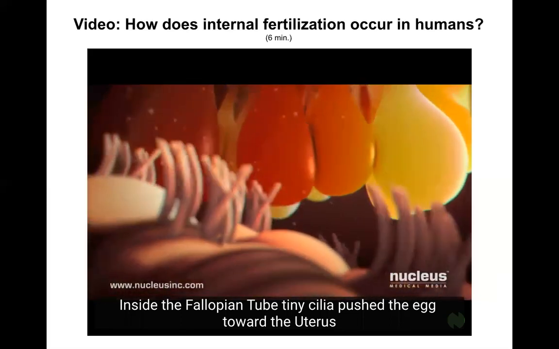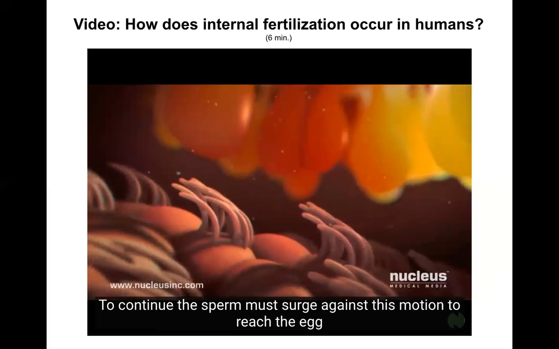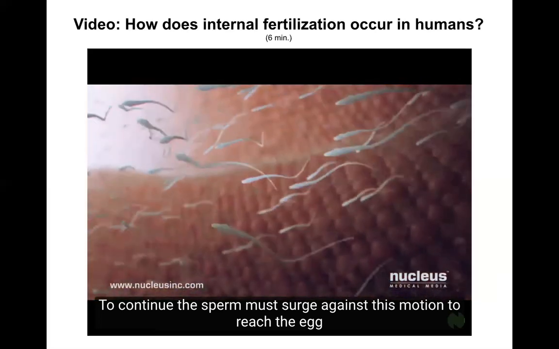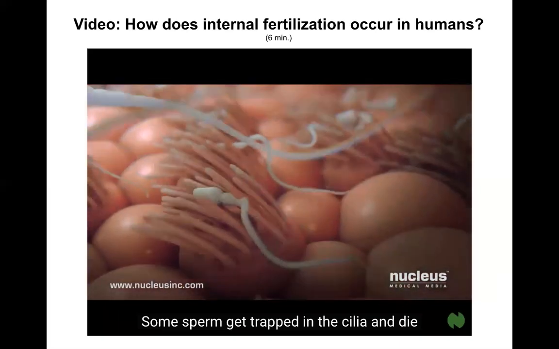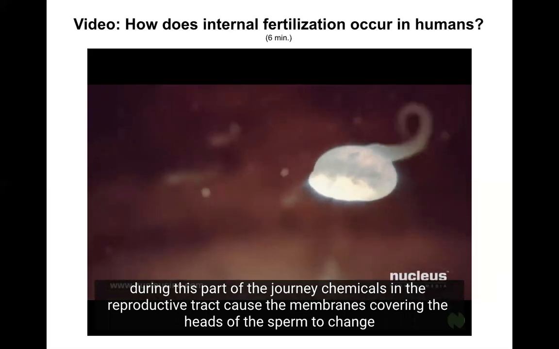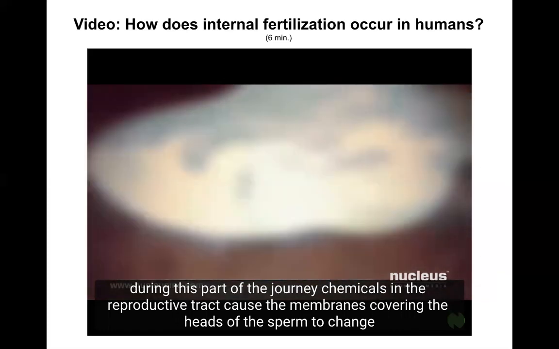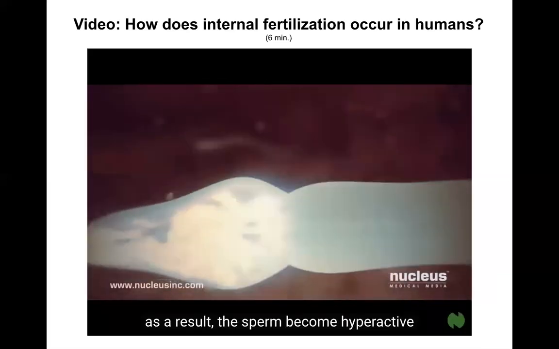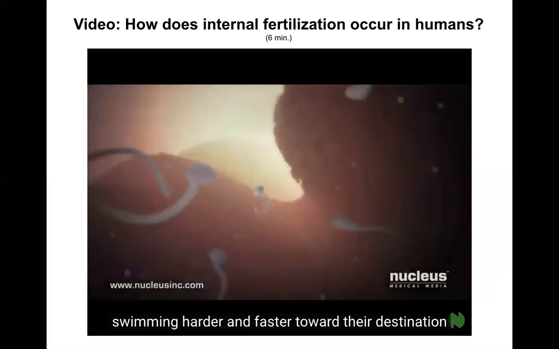Inside the fallopian tube, tiny cilia push the egg toward the uterus. To continue, the sperm must surge against this motion to reach the egg. Some sperm get trapped in the cilia and die. During this part of the journey, chemicals in the reproductive tract cause the membranes covering the heads of the sperm to change. As a result, the sperm become hyperactive, swimming harder and faster toward their destination.